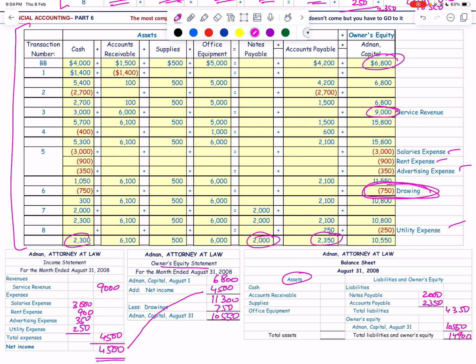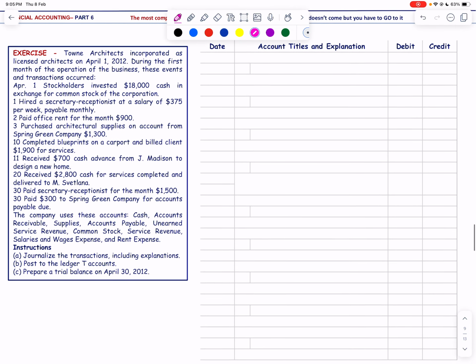We have cash 2,300, accounts receivable 6,100, supplies 500, and office equipment 6,000. So when you make the total once again it will be 14,900, and mathematically we have prepared the balance sheet correctly because the two sides are equal. Let us move on to the next exercise.